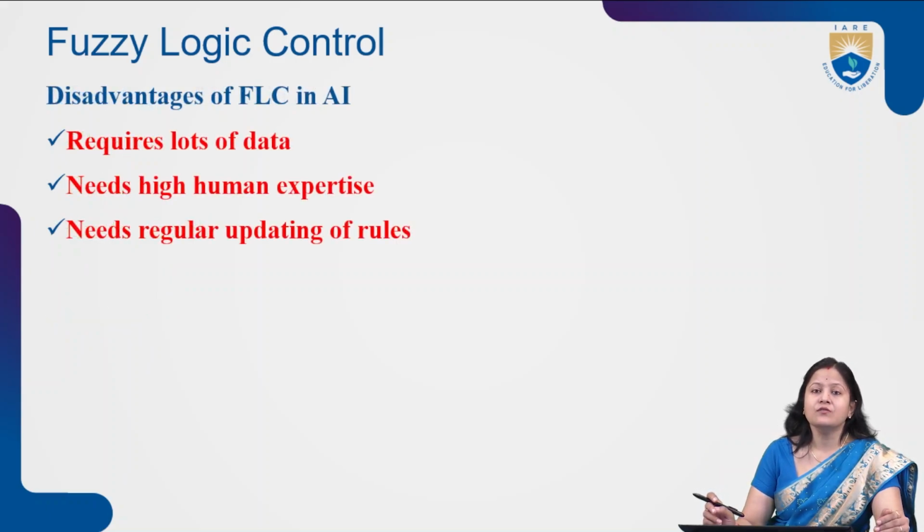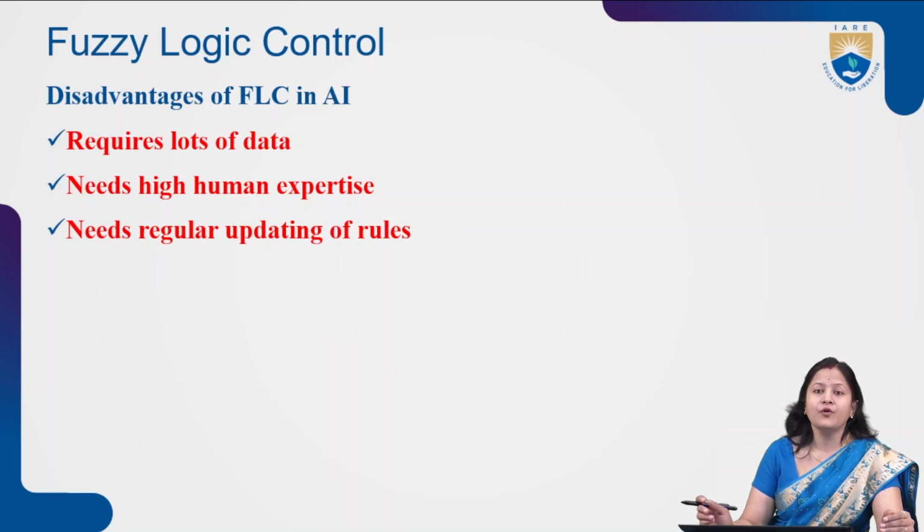These are the various disadvantages of fuzzy logic control. It requires lots of data. How? It requires lots of data to manipulate all the crisp values, or to find the fuzzy values using the membership function for each crisp value. It requires the rules or the knowledge inside the knowledge base. That is why it requires lots of data.